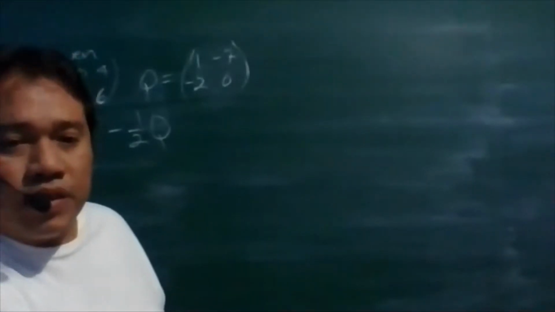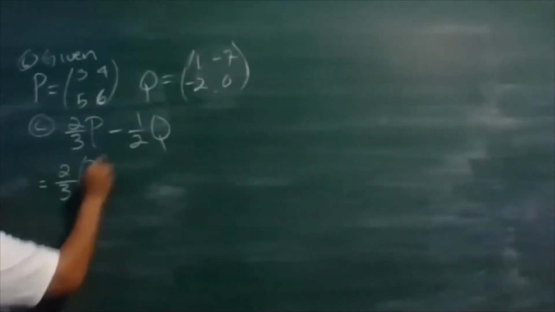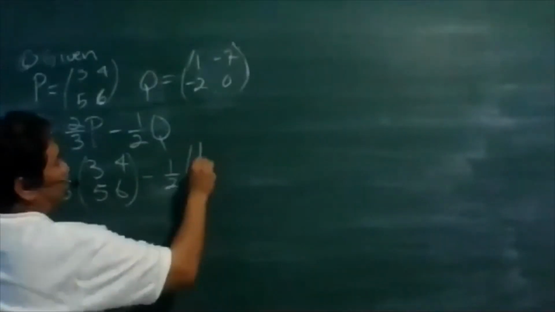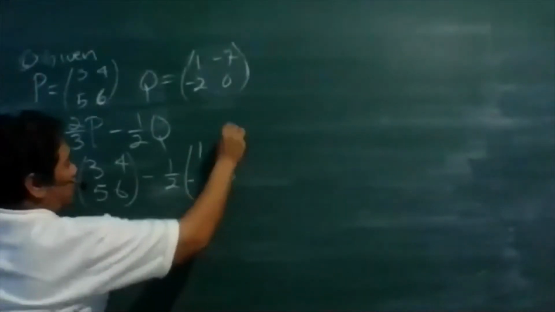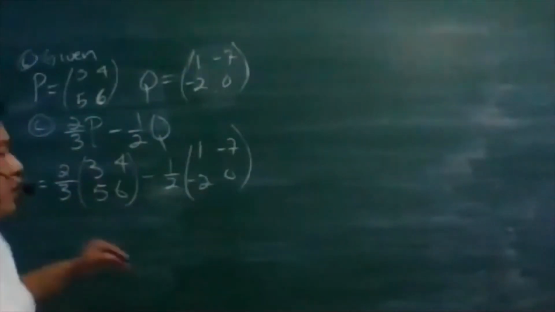Good day once again, and we're looking at the question: given P is 3, 4, 5, 6, and Q equals 1, negative 7, negative 2, 0. We're looking at C, where it says 2/3 P minus a half Q. So it's going to be 2/3 times 3, 4, 5, 6, minus a half, 1, negative 7, negative 2, 0. And so we'll multiply the 2/3 to each element and a half to each element.